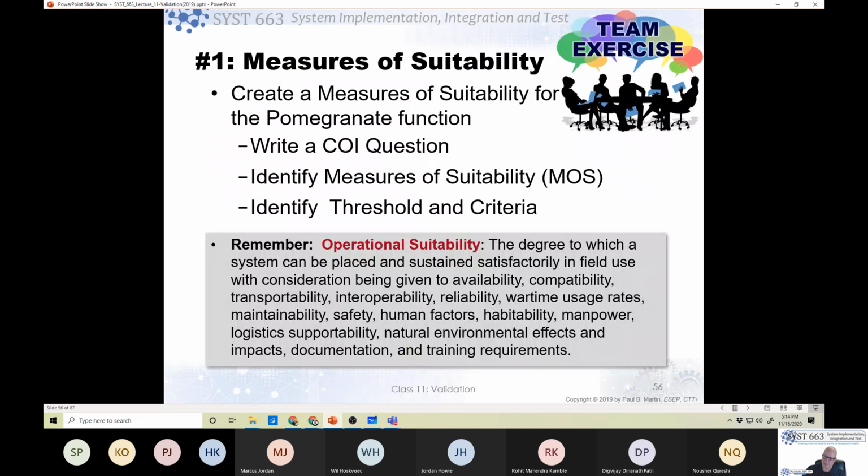I do have a list down here of what we just went over for you to use. Talk about each one and think about which one. Really, I'd like you to just pick one, like transportability, identify a question related to it, and identify the threshold and criteria for it. I'm going to give you 15 to 20 minutes, so about 5:35. Let's meet up in here.